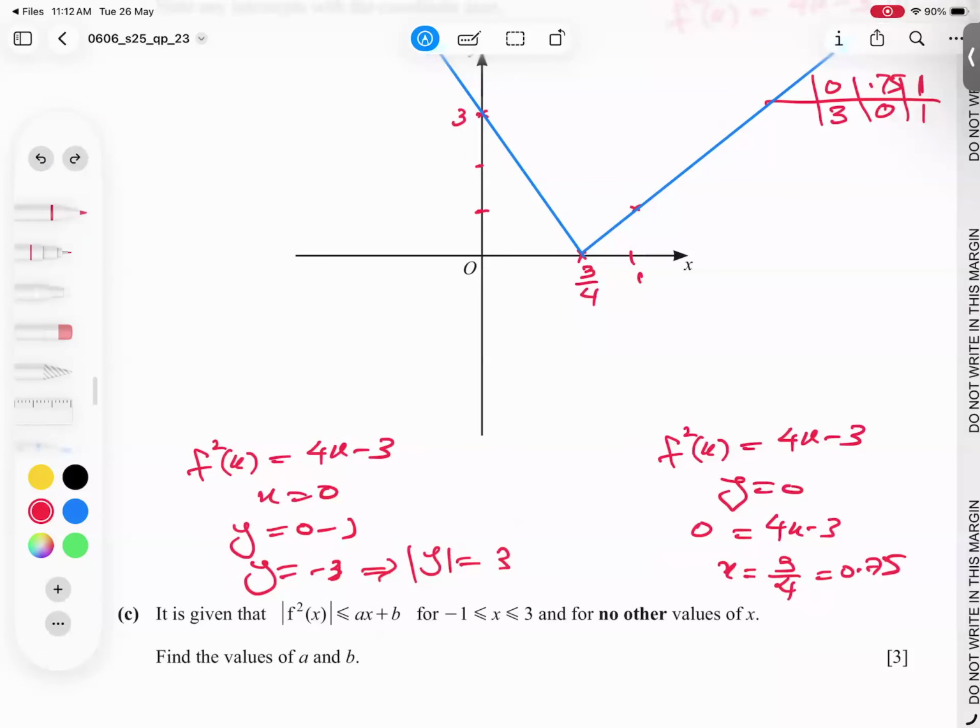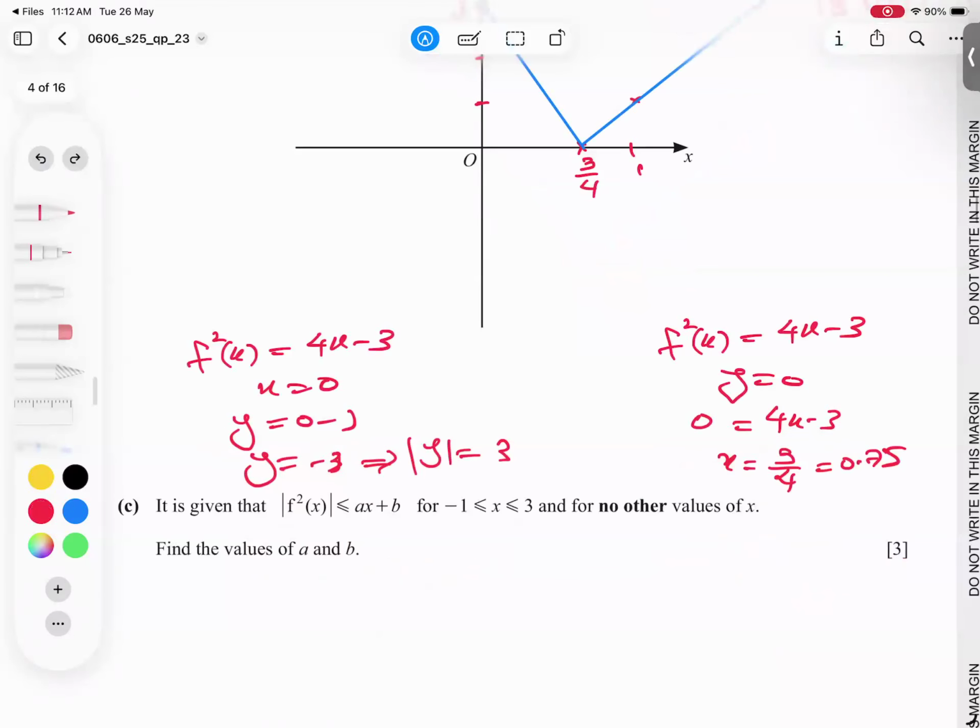So first of all, what I'm going to do, I will use the x value here, negative 1. When I use negative 1, students, so what is going to happen? Negative 1 is giving us negative 7 because of the modulus.